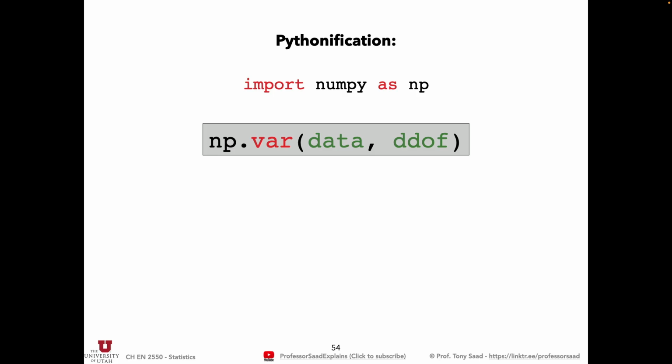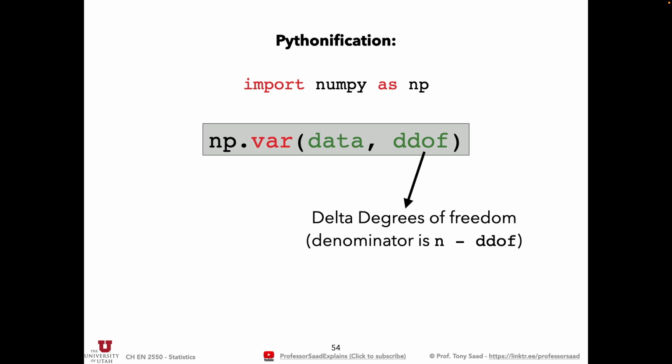Next, we're going to take the square root, and then that brings us back to the real units. But in numpy.var, you have at a minimum two options. The data that you want to compute the variance for, just like we did earlier with the mean, but you have this additional parameter called DDOF. Now that allows you to determine whether you are doing a sample variance or a population variance. So it literally means delta degrees of freedom.